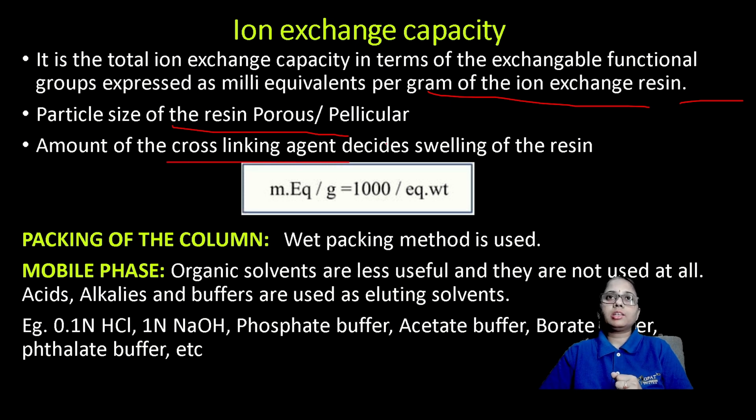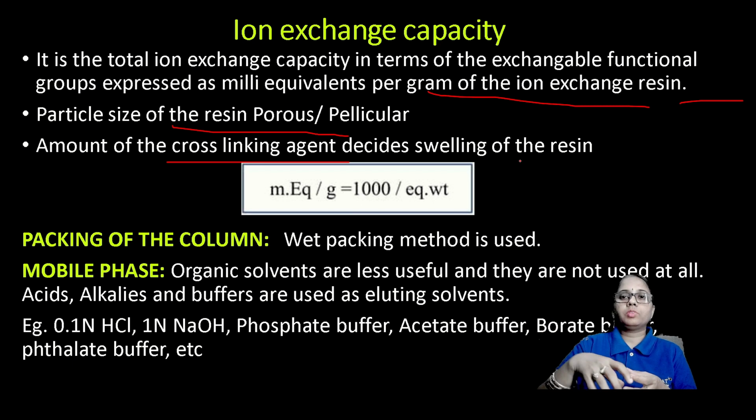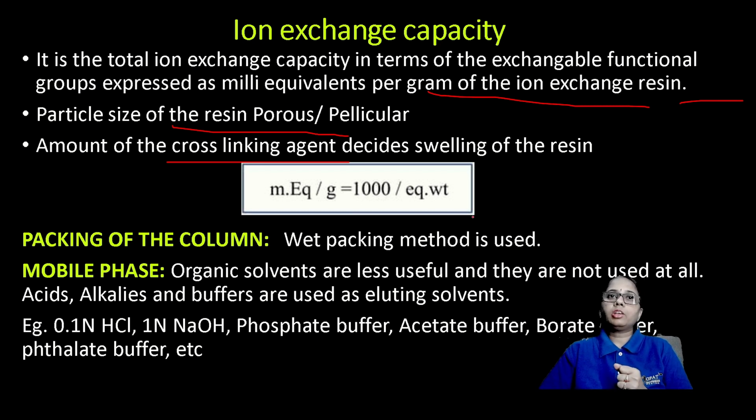The amount of the cross-linking agent also decides the swelling of the resin. The resinous materials are cross-linked polymers. So due to the passage of the solution, swelling of the resin also takes place, and thereby the capacity of the ion exchange also varies. Packing of the column: the wet packing method is generally used. Organic solvents as mobile phase are less useful, and they are not used at all.